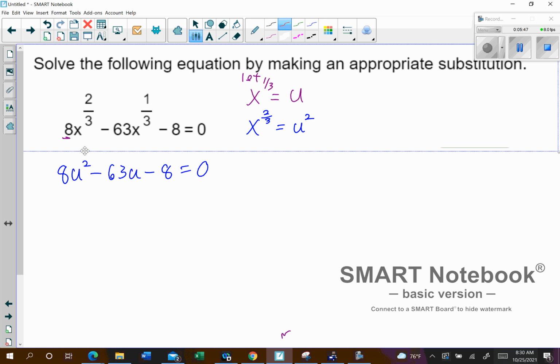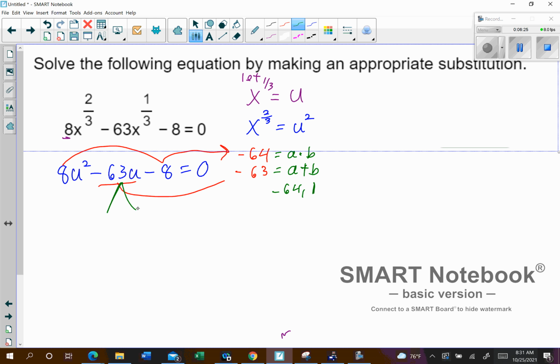Now, it's up to you. You can do the 8 times -8, which is -64. And then we can try to split the middle. This one's kind of interesting. We didn't see many like this because it needs to add to -63. So we're looking for two numbers that multiply to give us -64, but add to -63. Sometimes that can really throw a student off, but it's just going to be -64 and +1. Those multiply to give us -64, and they add to give us -63. So that's what we're going to split this into.